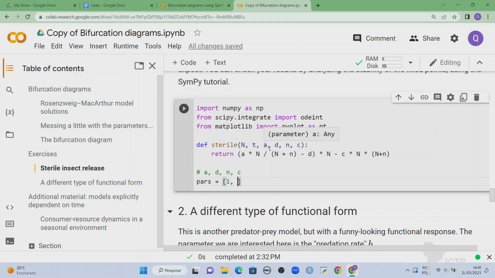Can you repeat, please, what are the three parameters? Sorry, I did not follow what are the three parameters. Yeah, A, as I told you, A is the birth rate and G is the death rate, from the model.